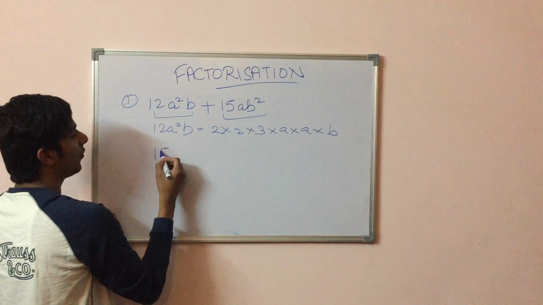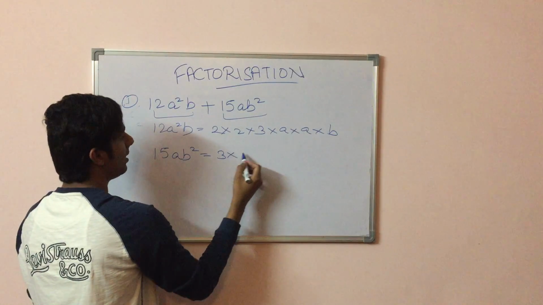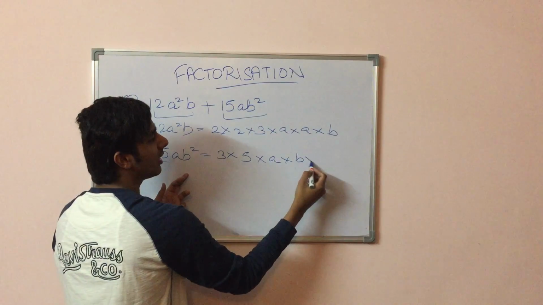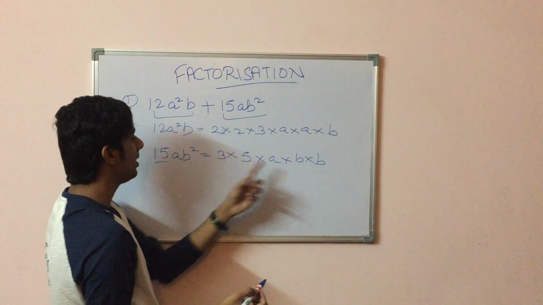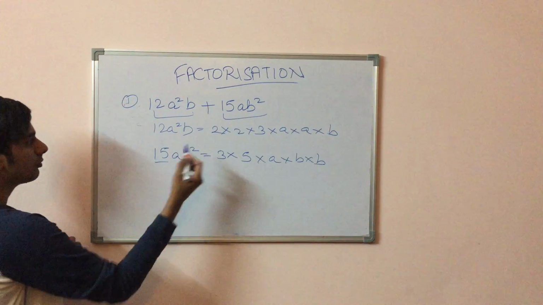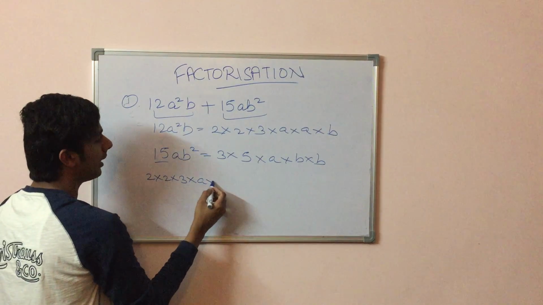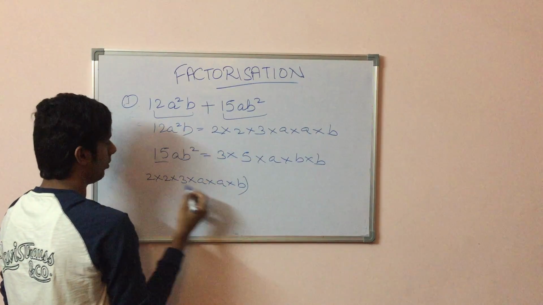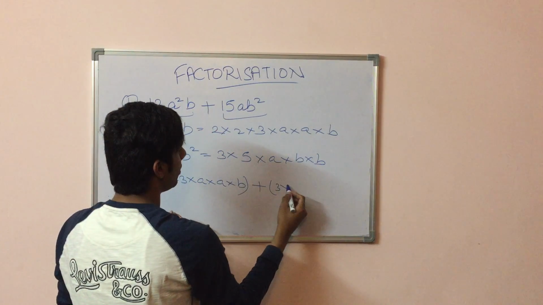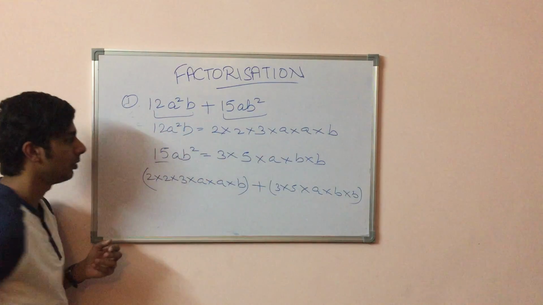And then 15ab square can be written as 3 into 5, then a, and b square can be written as b into b. Why? Because b into b is b square, right? Now putting this in my question, it will be 2 into 2 into 3 into a into b, right? Plus 15ab square can be written as 3 into 5 into a into b into b, right?